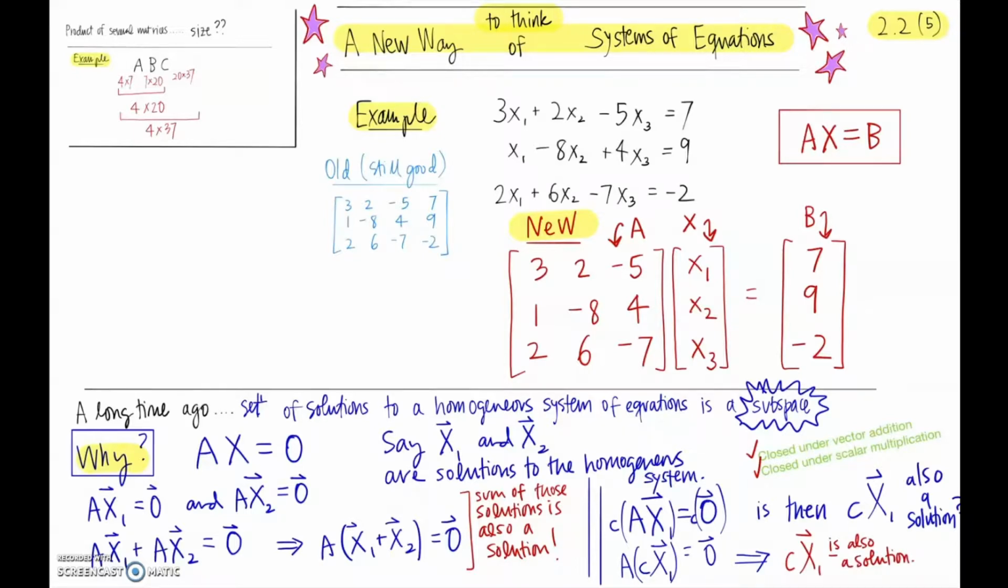C times the vector x1 is also a solution. These are things that we couldn't have said before. We had all these properties of matrix algebra, but now we do. And so because we've shown that this set is closed under vector addition and closed under scalar multiplication, this is what leads us to say that solutions to a homogeneous system of equations is a subspace. So that set of solutions is a subspace.